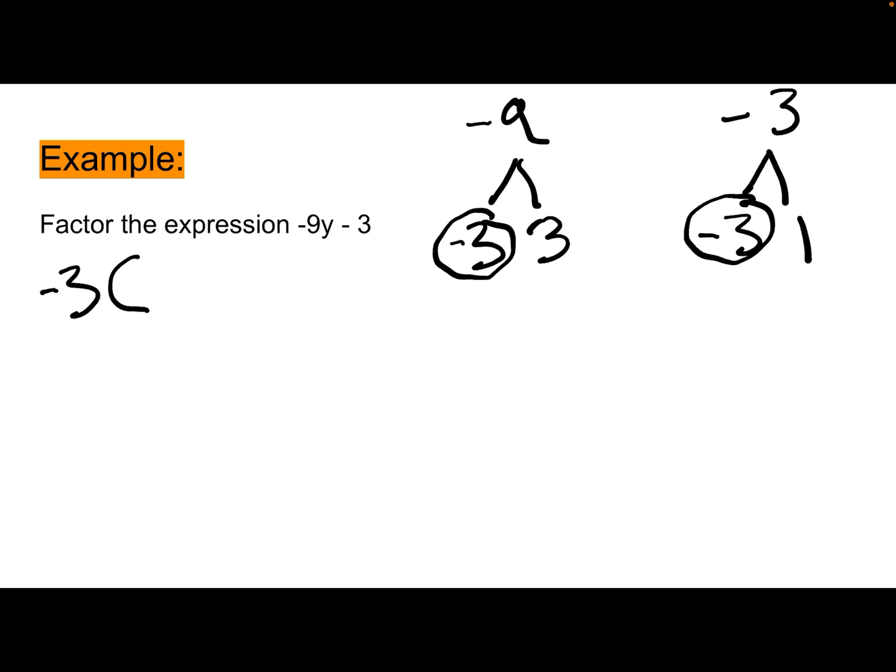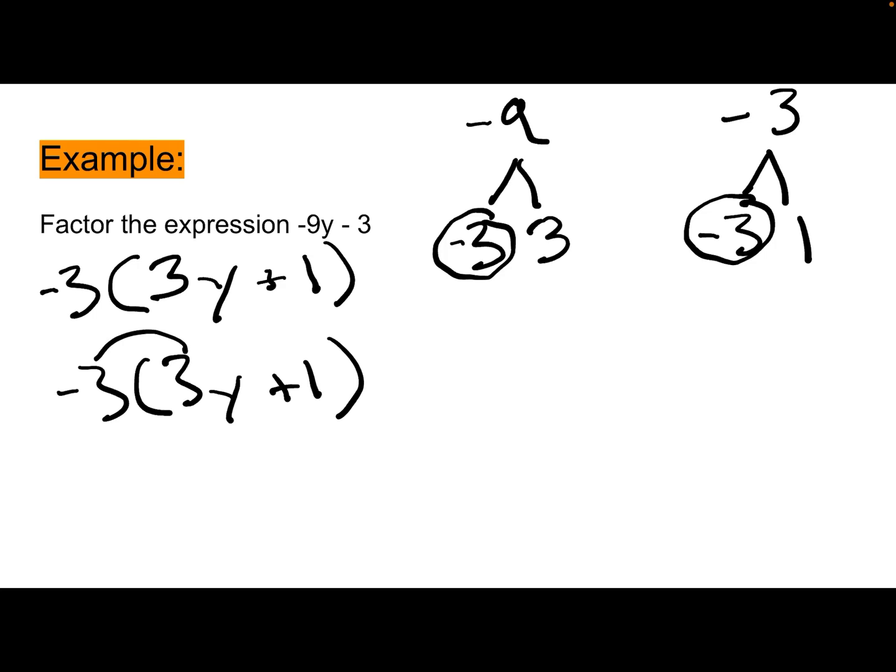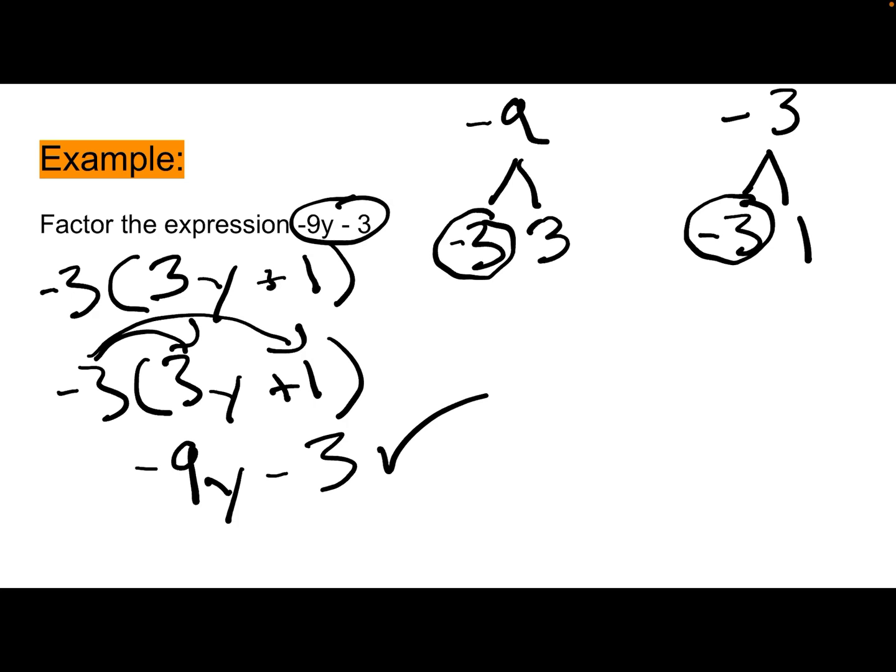And we'll divide negative 9y by negative 3. This is a negative divided by a negative, so that's a positive 3y. Now, negative 3 divided by negative 3 gives us a positive 1. So we got our expression here. Let's double check it. Negative 3 times (3y plus 1). We'll distribute that negative 3. So negative 3 times 3y gives us negative 9y. Negative 3 times 1 is negative 3. This does indeed match our original expression right here. So we are good. Negative 9y minus 3 factored would give us negative 3 times (3y plus 1).